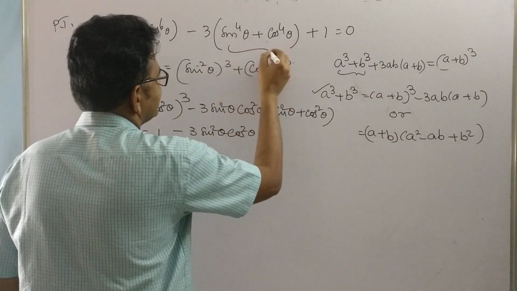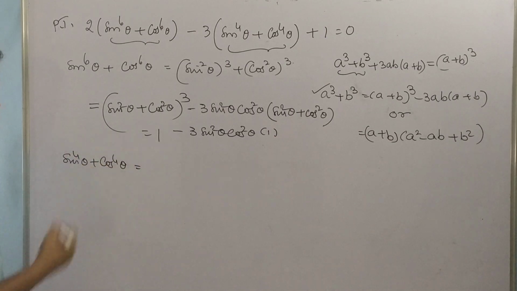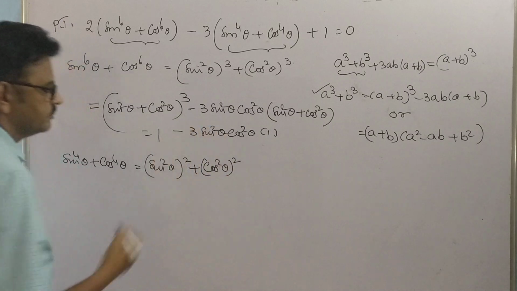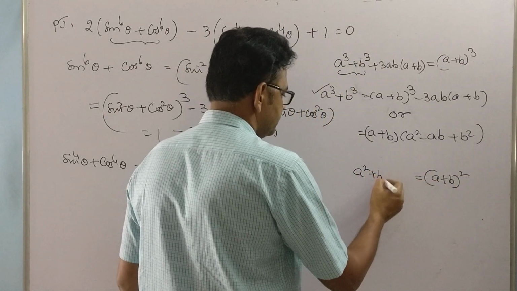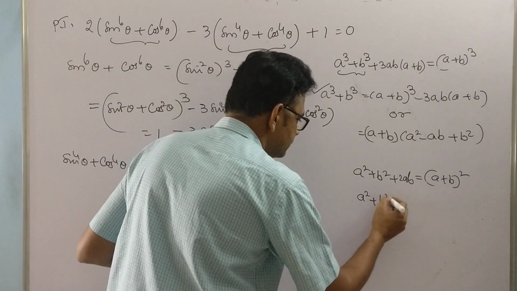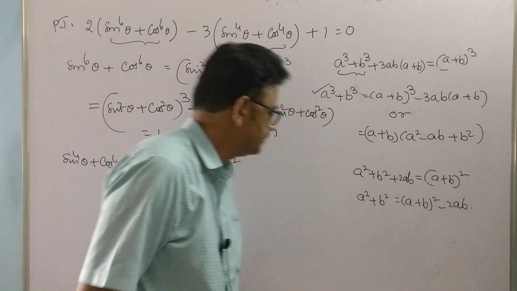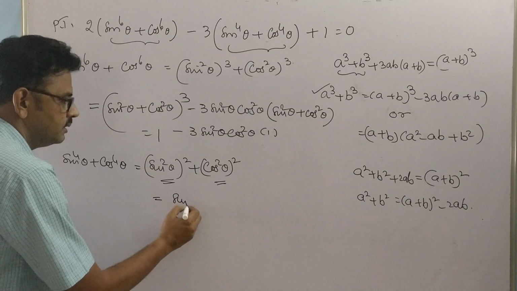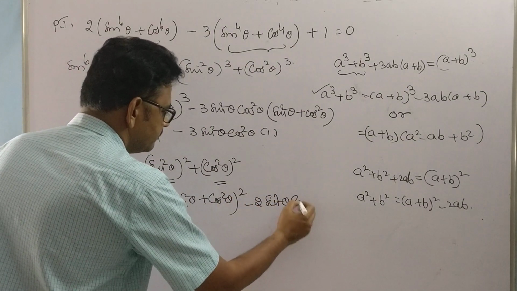Now, again, you can consider the second part. Second part is sin power 4 theta plus cos power 4 theta, which is equal to sin square theta whole square plus cos square theta whole square. Now you have the formula a plus b whole square is equal to a square plus b square plus 2ab. Now a square plus b square is equal to a plus b whole square minus 2ab. Now I am applying this formula. So this is a, this is b. A square plus b square is equal to sin square theta plus cos square theta whole square minus 2 sin square theta into cos square theta.